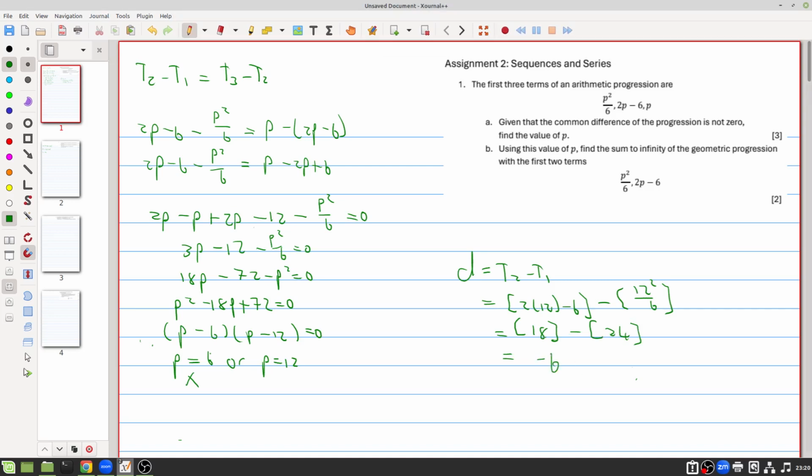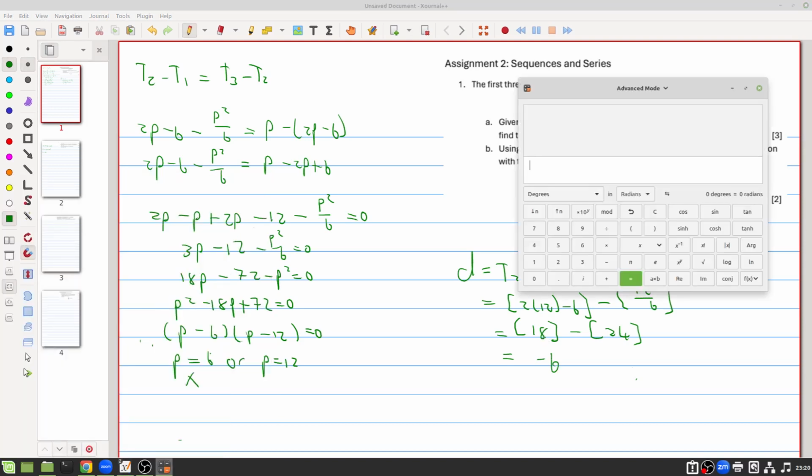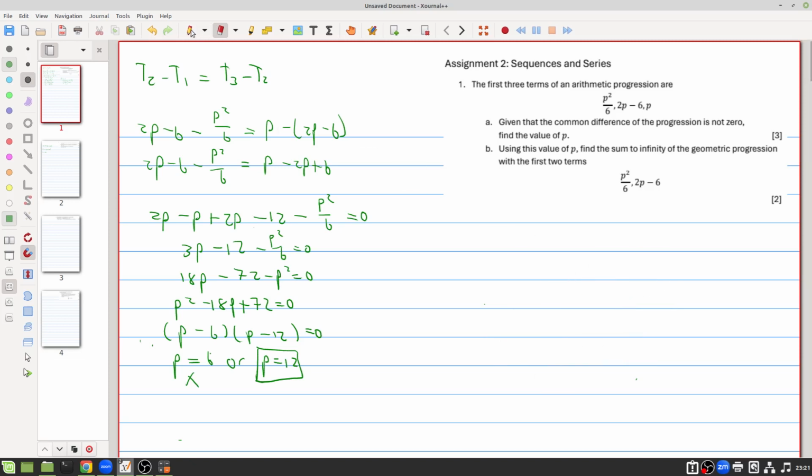Let me just get a calculator out to make sure I did that correctly. Okay, so 12 squared divided by 6 is 24, correct. And 18 minus 24 is negative 6. So this is fine, this is not 0, so that's what we want. So p equals 12 is our answer for that one. Great. So that is the answer to question A, p equals 12.